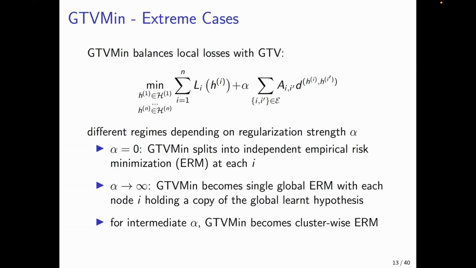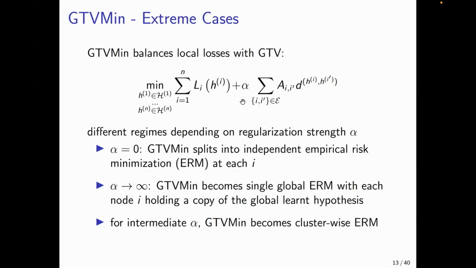At the other extreme, if we choose alpha larger and larger, beyond a certain threshold value, then we will enforce that each node ends up with the same model. So the coupling is so strong that there cannot be two nodes with fundamentally different models in the end. This other extreme case corresponds to the most widely used setting of federated learning, where you have one server which trains a global model, and this global model training is supported by client workers. And we can do this equivalently in a fully distributed way by using GTV-min with a sufficiently large value of alpha.